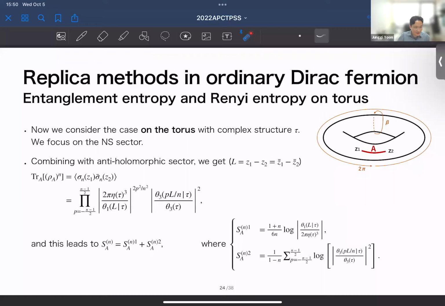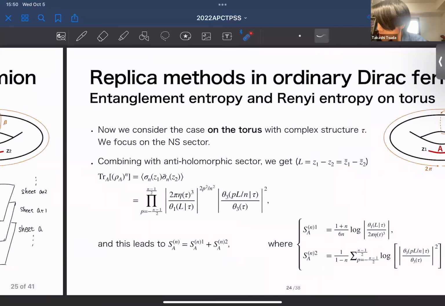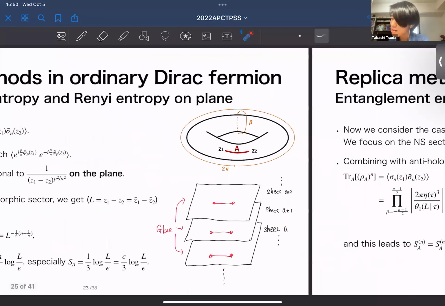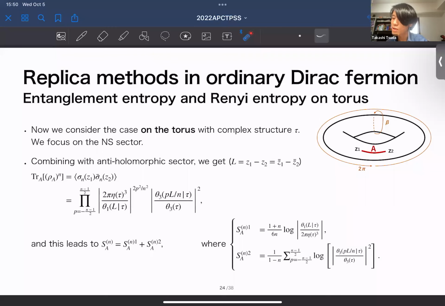I have one more question. If you consider only the NS sector, then what about modular invariance? Or maybe here you don't need modular invariance. So yes, we do not consider modular invariance here. We forget the structure of modular invariance.